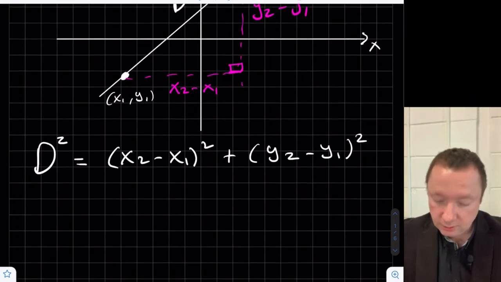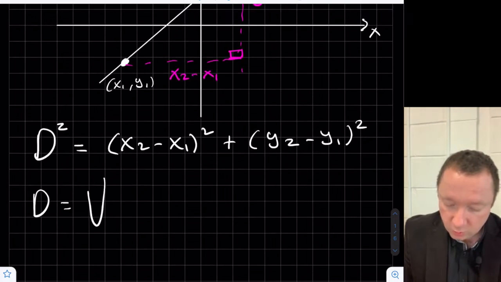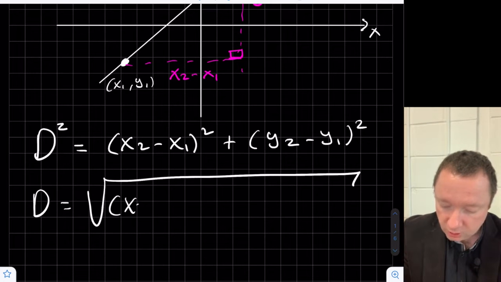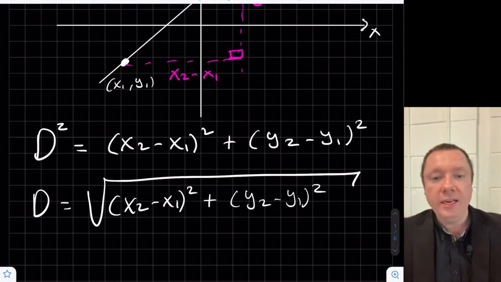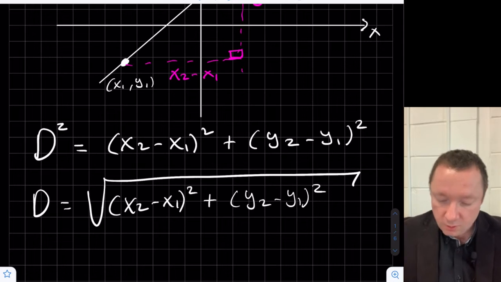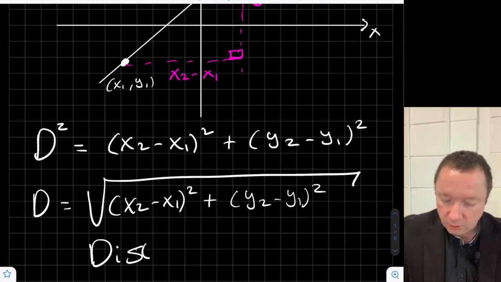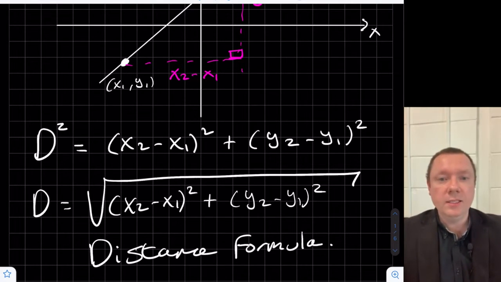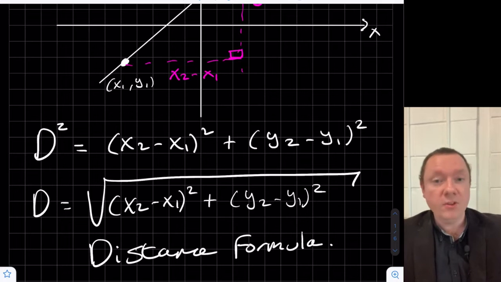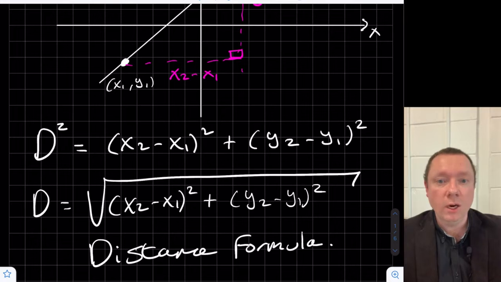Or in other words, distance itself would be the square root of all that, which is x2 minus x1 squared plus y2 minus y1 squared. And you can extend that to 3D by adding a z-axis as well. But this is your distance formula. So whenever you've got to find the distance between 2 points, you can remember this formula and use it, or you can construct a right angle triangle and just work out your distances and use Pythagoras, your choice.